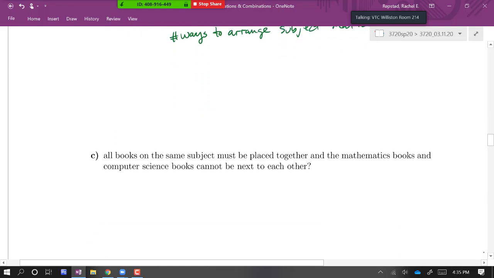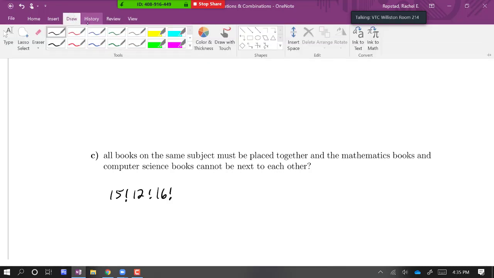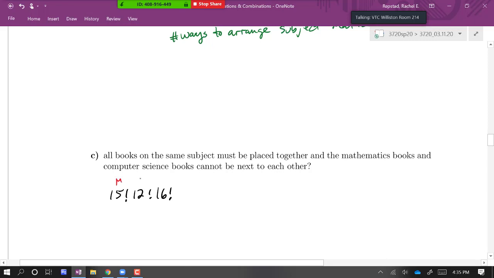So again, we could start the same way, right? We've got 15 factorial, 12 factorial, 16 factorial. Again, when I write it out that way, what I'm saying is I'm putting the math and then the physics and then the computer science. But that's not the only way I could arrange the subject matters.